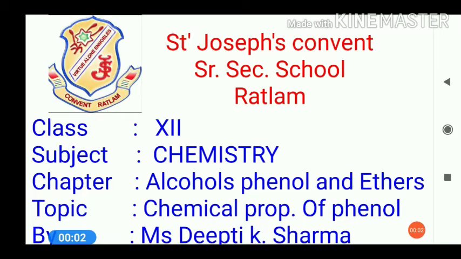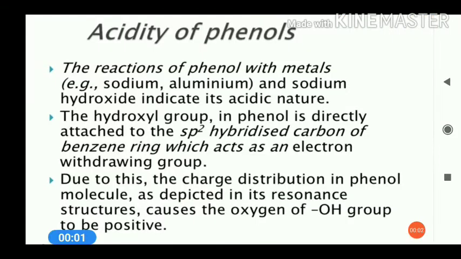Good morning, dear students. Today we are going to start with the new topic of chapter alcohols and phenols, that is, chemical properties of phenol. Acidity of phenols. The reaction of phenol with metals like sodium and aluminium and sodium hydroxide indicates its acidic nature, because we have seen in those reactions there is liberation of hydrogen, which shows its acidic nature.